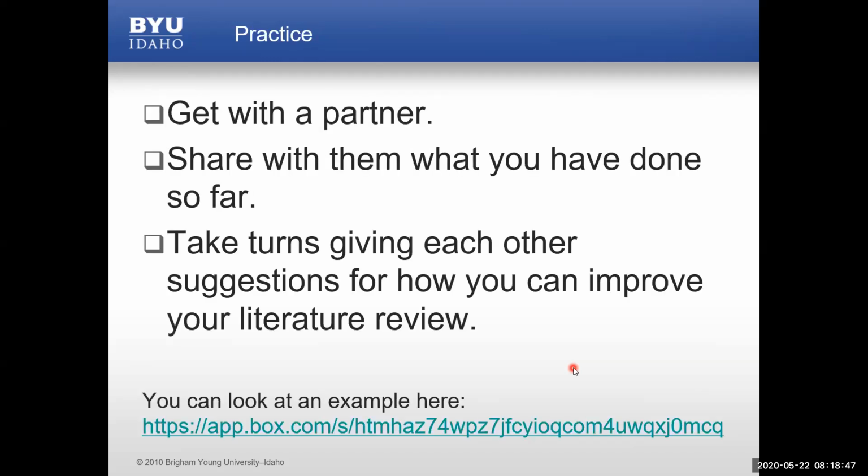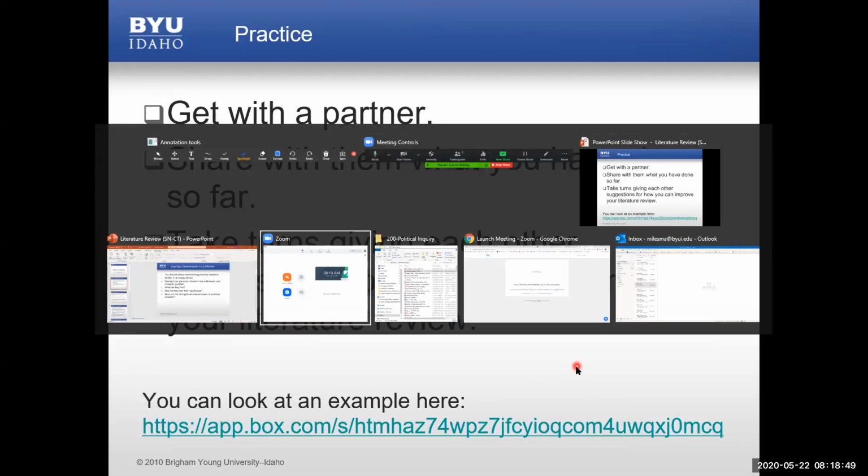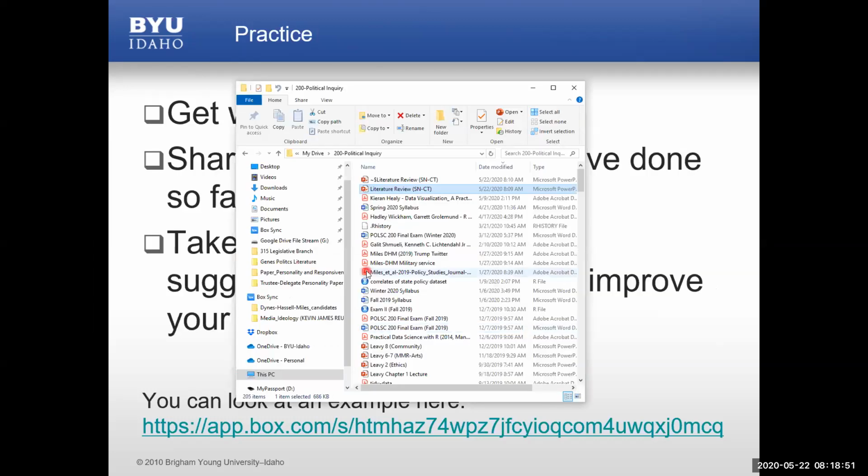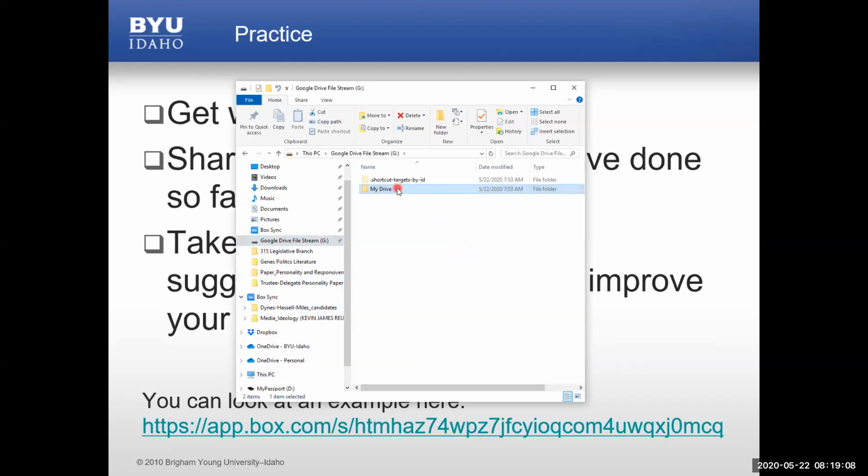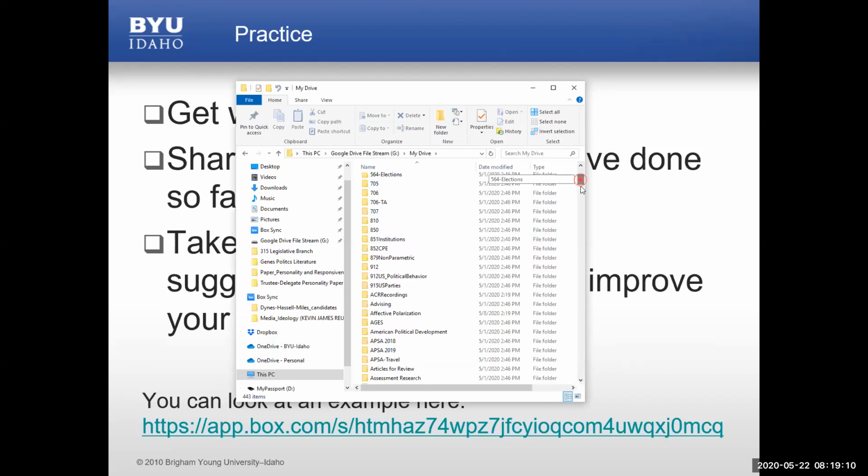Okay, so since we can't do this thing where you get with a partner, let's just look at an article. There's an article I saw recently. I'm trying to remember where I might have saved that article. Oh, I'll just look at something I published, because why not? And then I'll just show you how it works.